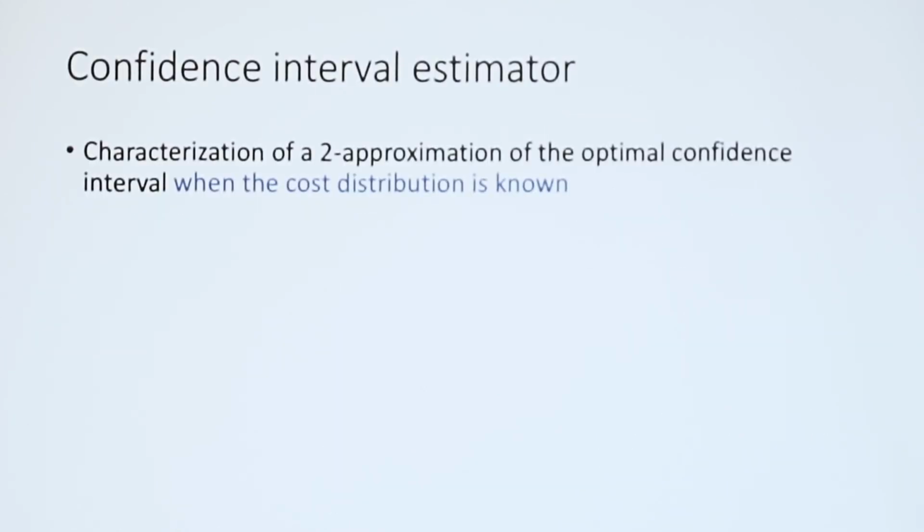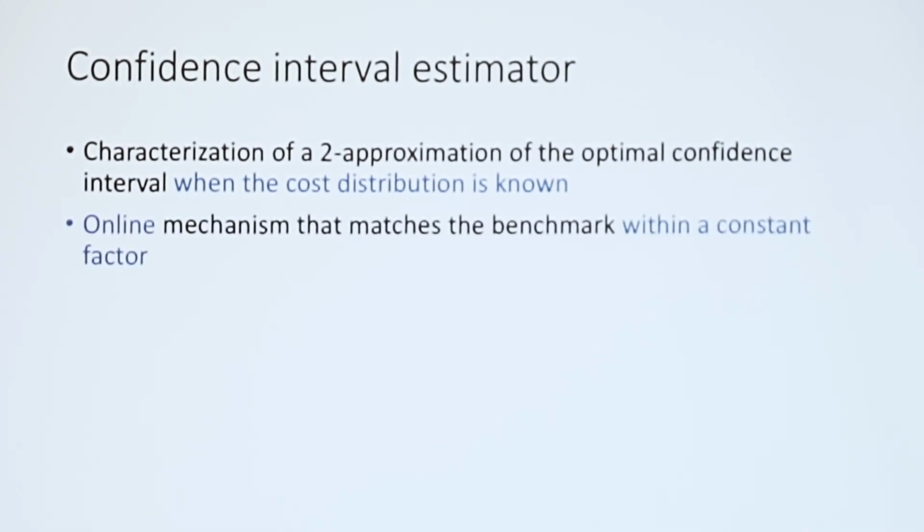So we give the characterization of a two-approximation of the optimal confidence interval mechanism. Basically, the mechanism will ignore the data with virtual cost higher than a threshold. And we also design an online mechanism that matches the benchmark within a constant factor. Again, the benchmark here is the optimal mechanism when we know the cost distribution.